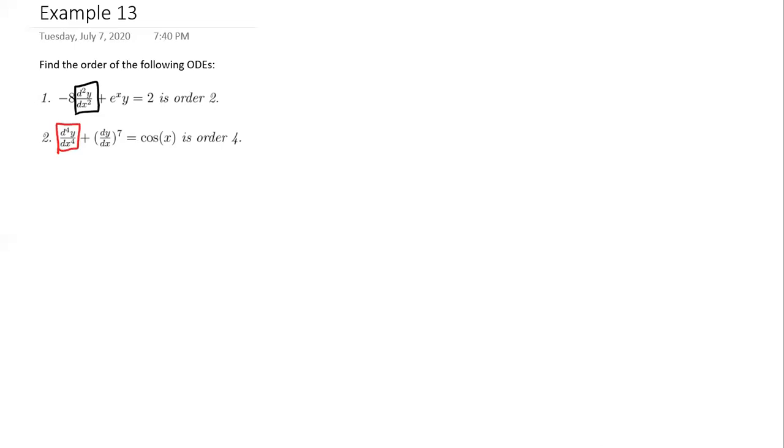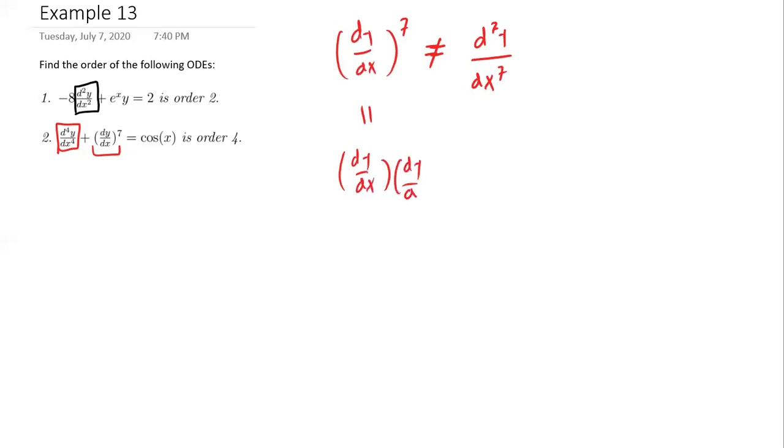Now, the only thing you have to be careful with is it's not 7 because dy dx to the 7th is not taking the derivative 7 times. It's multiplying the function dy dx by itself 7 times. Okay? So in other words, dy dx to the 7th is not equal to the 7th derivative of y with respect to x. It's not equal to this. It is equal to dy dx times dy dx times, 7 times. Right, so there's 7 of them here.